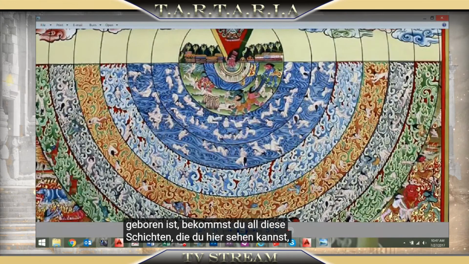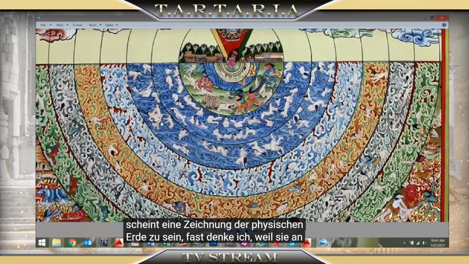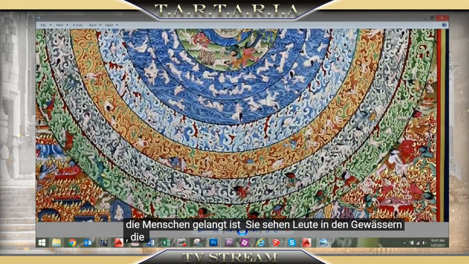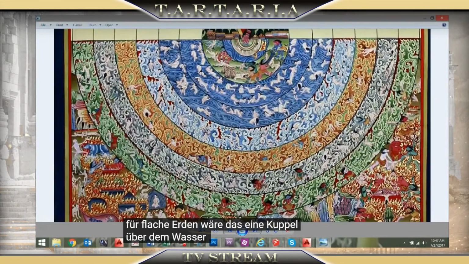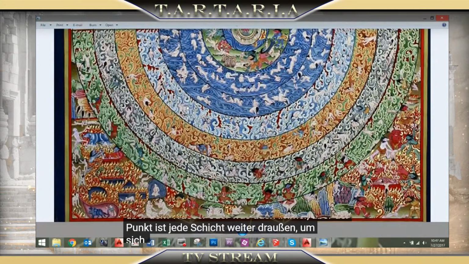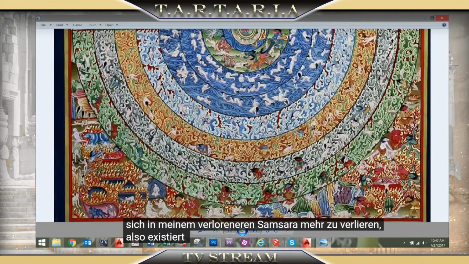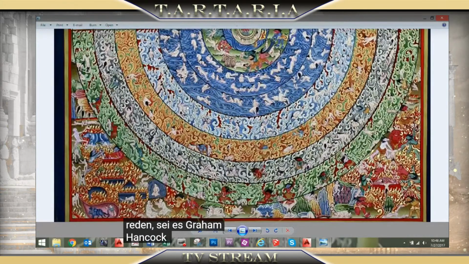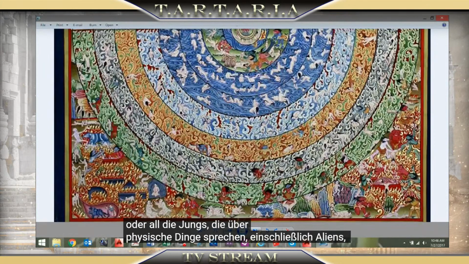You can see here, it seems to be a drawing of the physical earth almost, I think. Physicality, and then you see people in the waters, that could be considered, maybe for flat earthers that would be a dome and the waters above or whatever. But the point is, every layer further out you get more lost in Maya, more lost in samsara. So this is existence. This is what everybody keeps speaking about, whether it's Graham Hancock or Corey Goode or David Wilcock or all the guys that speak about physical things, including aliens.